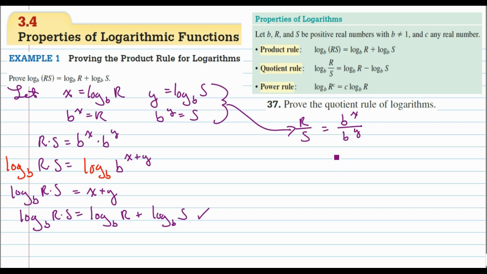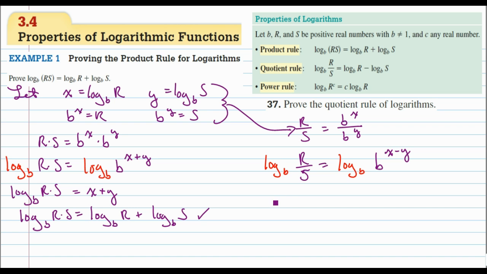Now, what would I do? Well, b to the x divided by b to the y is b to the x minus y. So I'm going to take r over s, that stays the same. But on the right, I have b to the x minus y. Now I have x and y in an exponential as exponents, so I'm going to take the log base b of both sides.